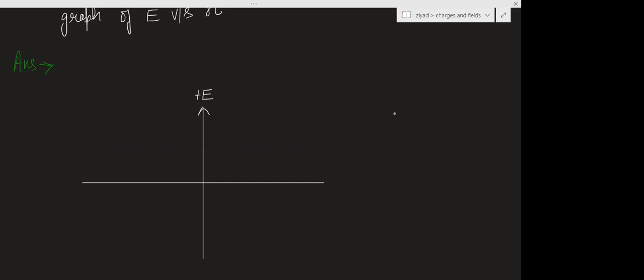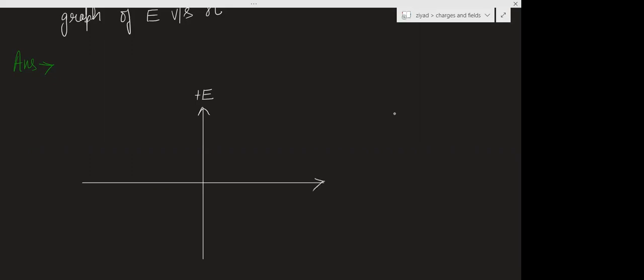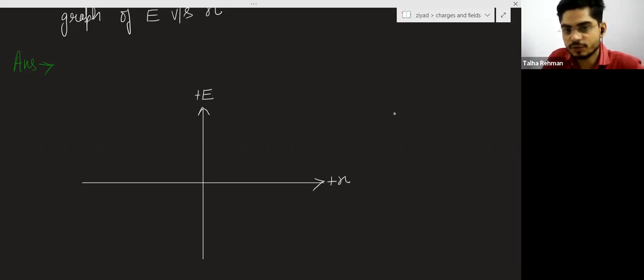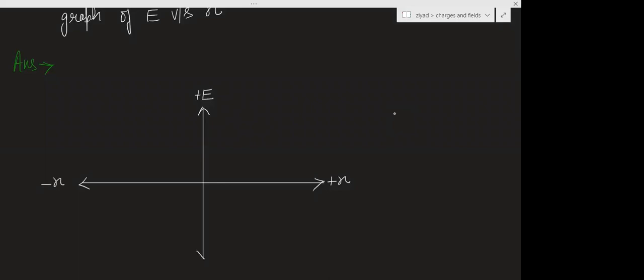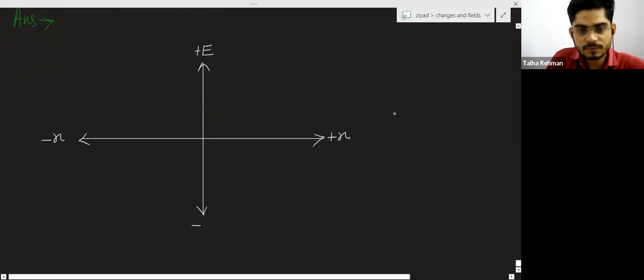On the y-axis we are taking electric field. On the x-axis we are taking distance. So this is plus x in this direction, and in this direction is minus x. And when you will go downwards, here is negative electric field.